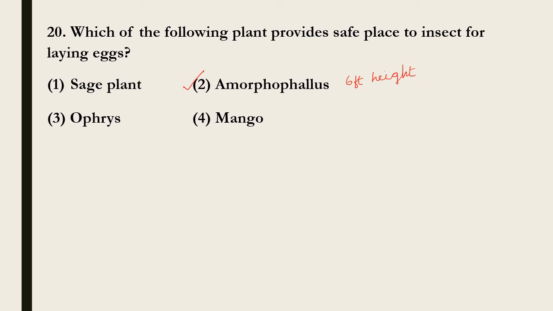So Ophrys shows pseudo-copulation. That means it is also called sexual deceit. We can observe this in Ophrys. This concept will come under the 13th chapter. So the correct answer is option 2, Amorphophallus. This is the tallest flower, about 6 feet in height. It provides a safe place to lay the eggs.